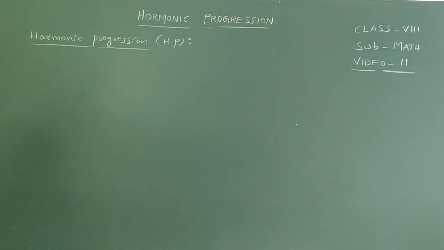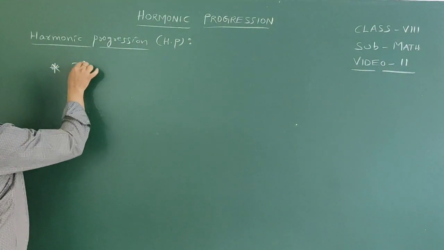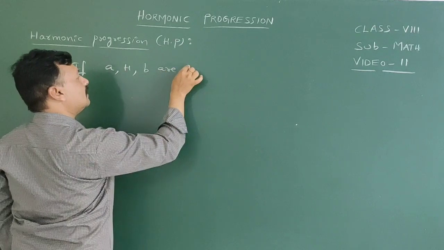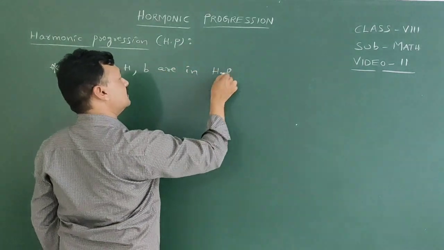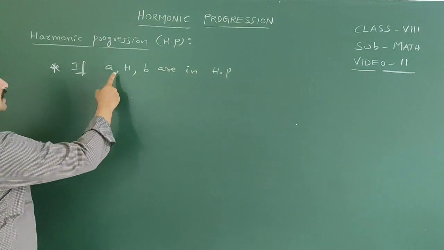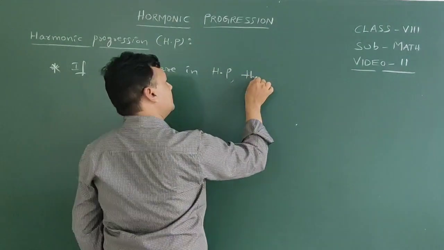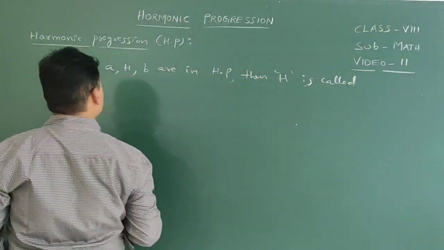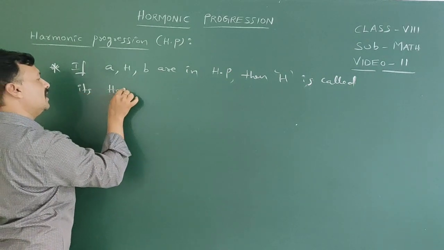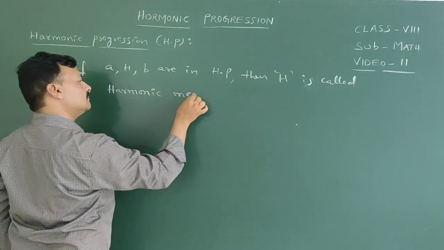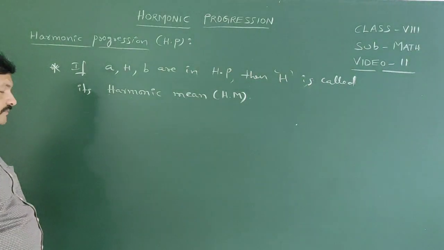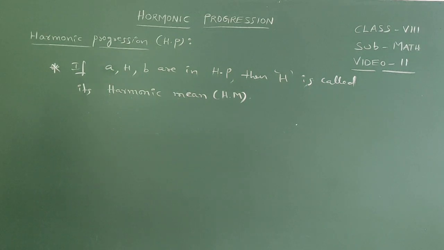Let's observe this one. If A, H, B are in HP, then H is called its harmonic mean.